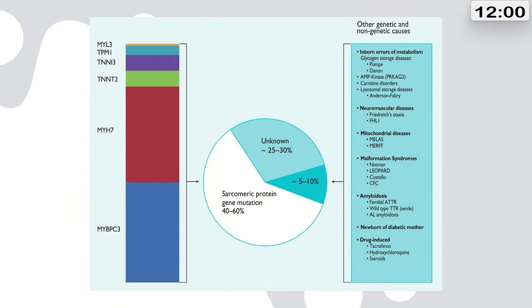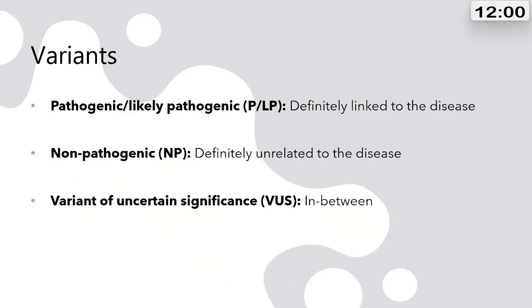Well, actually, no. That's why we have to classify the abnormalities in these genes into pathogenic or likely pathogenic. That is, it's definitely linked by research to the disease, or non-pathogenic, that's the opposite. It's definitely not linked to the disease by research. And variant of unknown significance, this is in between both.